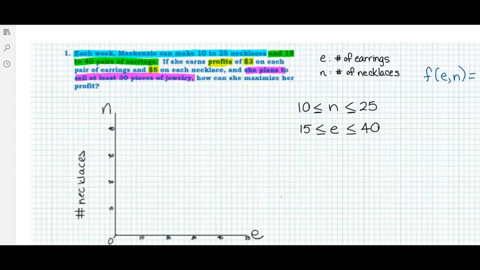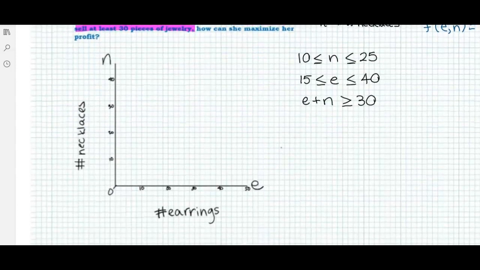What does that mean? That means if you take the number of earrings and the number of necklaces, it's going to be greater than or equal to 30. So let's see what this looks like on our graph.